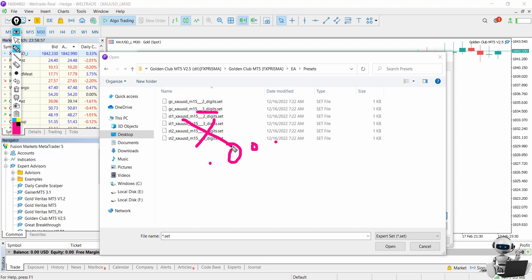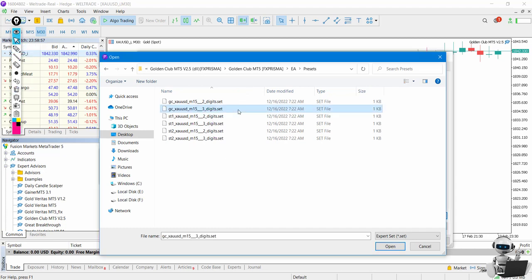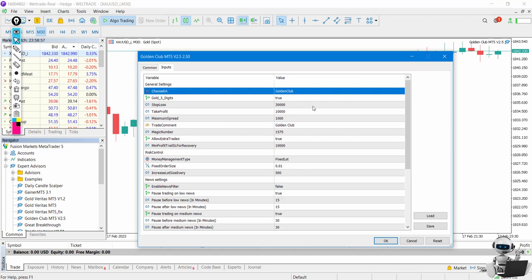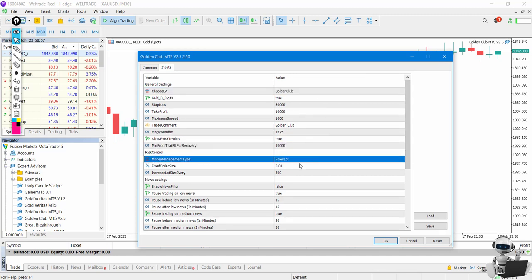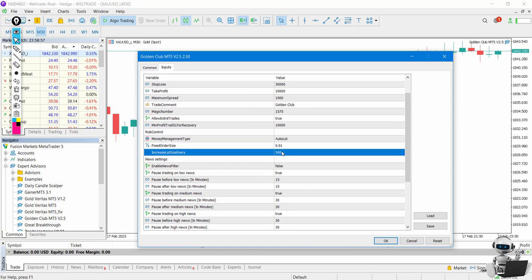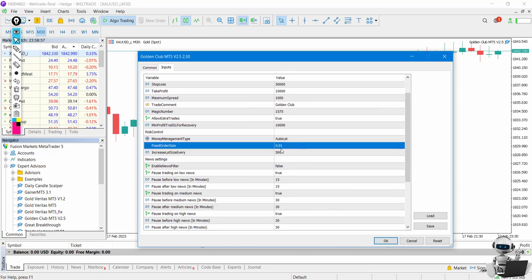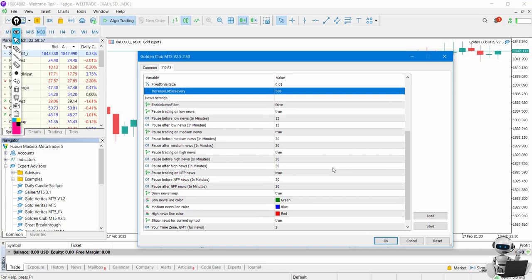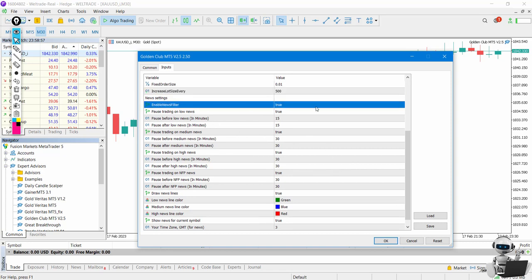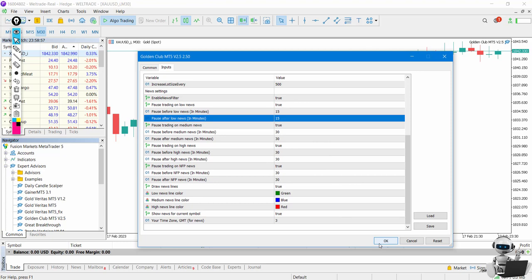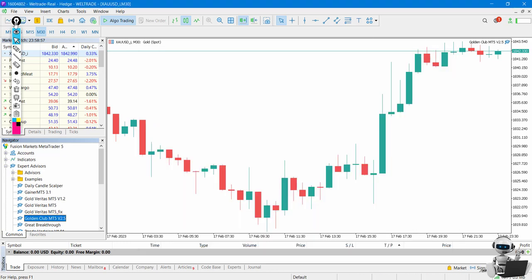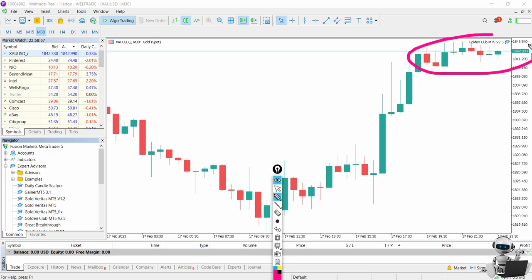I don't recommend using these because some people are saying this has been blown. The only ones you're going to use are golden club ST M15 and golden club M15. If your broker is using 3 digits, you will use this one. For example, I will use this one, and here I will not change anything except the comment perhaps, and the fixed lot I will put auto lot, and for each 500 USD I recommend you use 0.01 because gold has a higher pip value. I recommend you enable the news filter, and click OK, and then you can see the green icon. That means the EA is working fine.